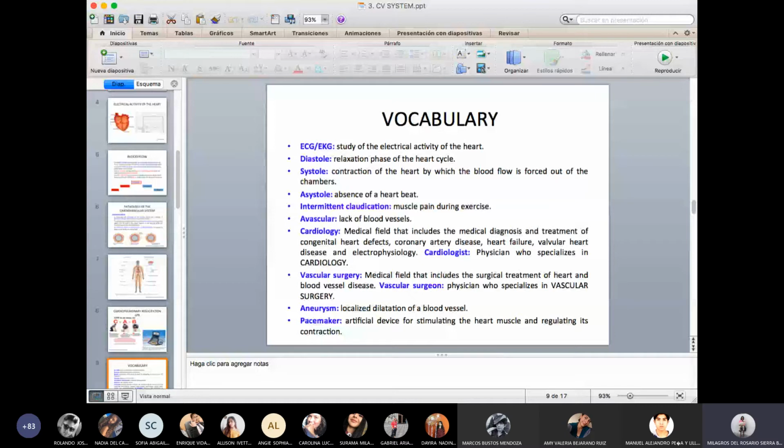Then we were talking about vascular surgery and aneurysms, for example, that are localized dilations of the blood vessels, and the pacemaker, that would be the treatment for AV blocks.